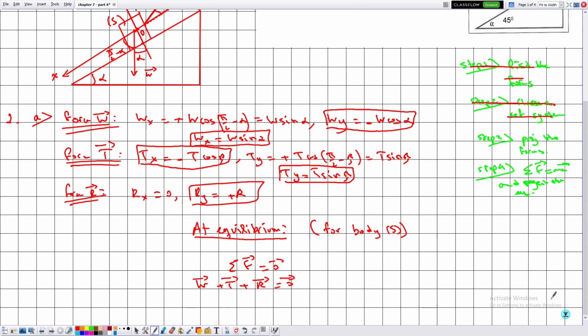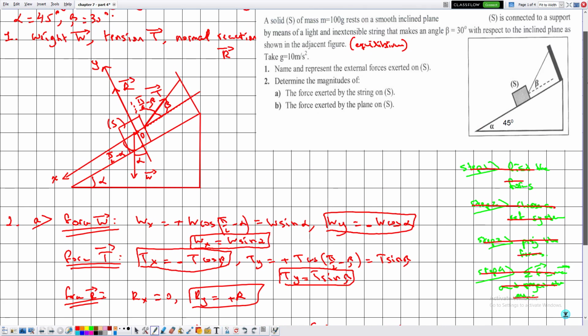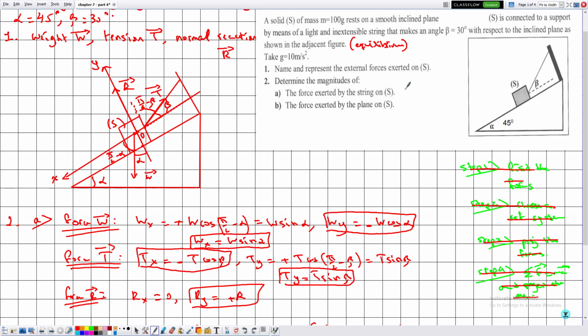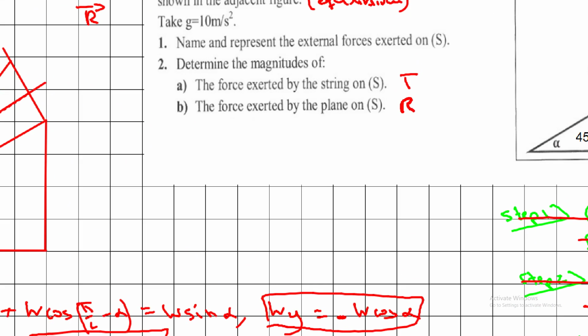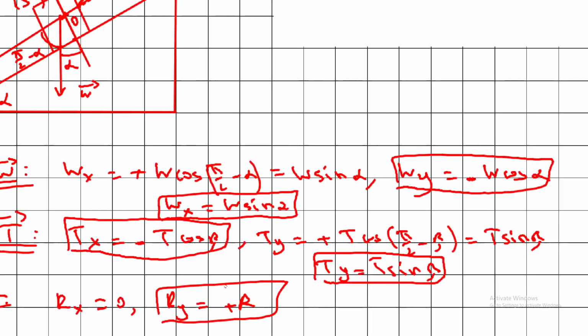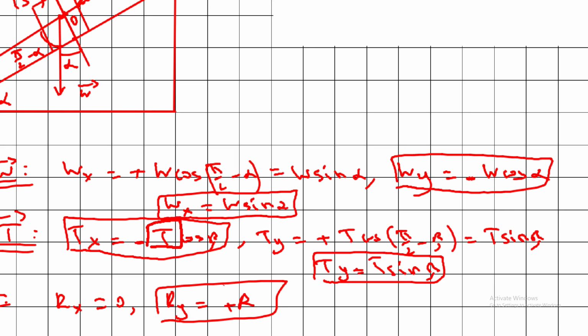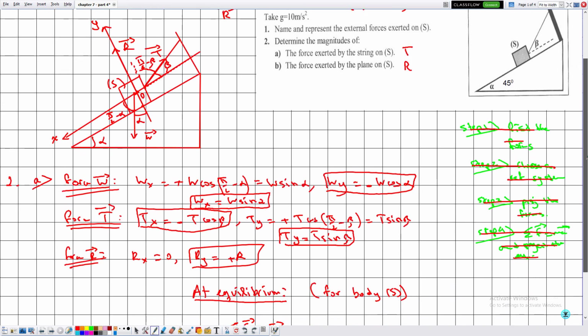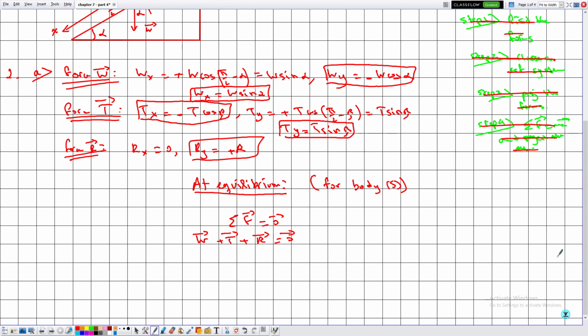We need to project along the x-axis and along the y-axis, so we are also done with step number 4. Now we are interested in determining the magnitude of the tension T, and as for part B, the magnitude of R. So notice that now T, the magnitude T exists in both components, the x component and the y component. So first let's start with the x component. So let's say projection along the x-axis.